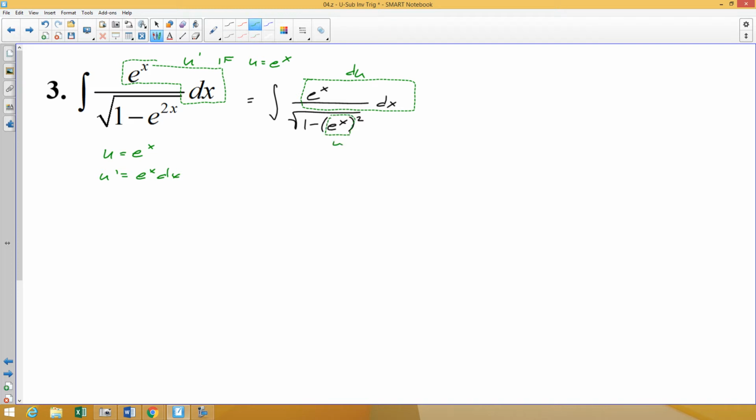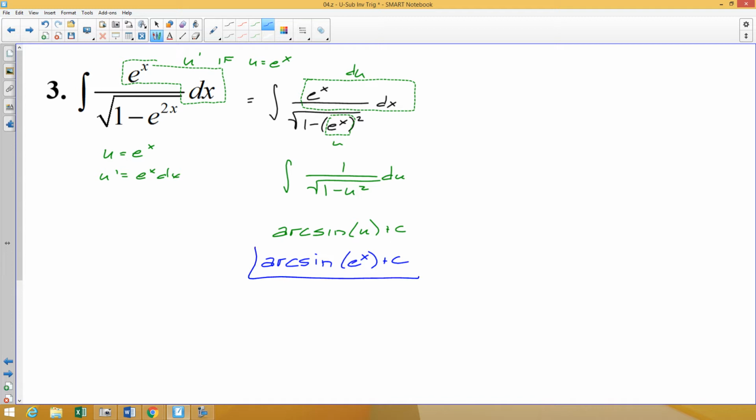So when I do the actual substitution, e to the x dx is my du. My numerator is gone, so I'll put a 1 to hold its place, and in the bottom, I have the root of 1 minus u squared, and that you should recognize as the derivative of the arc sine of u. But u is e to the x, so we'll plug e to the x back in for the u. So arc sine of e to the x plus c. There we go.